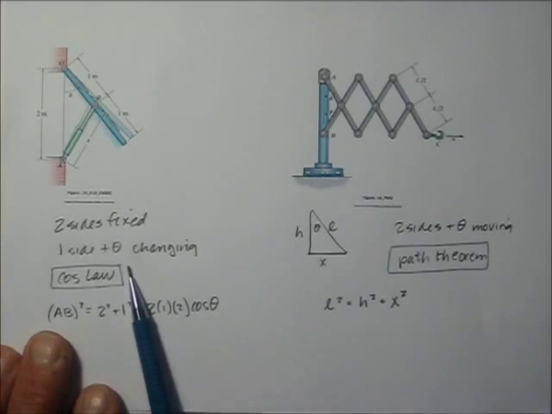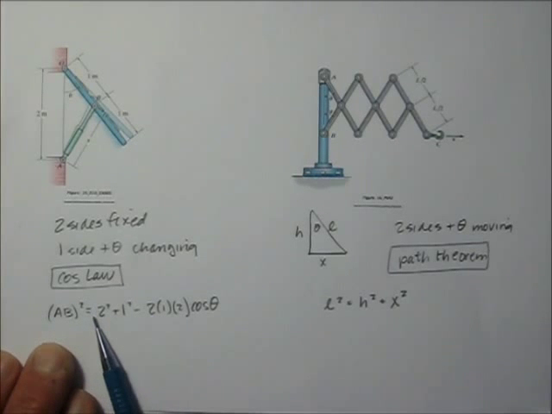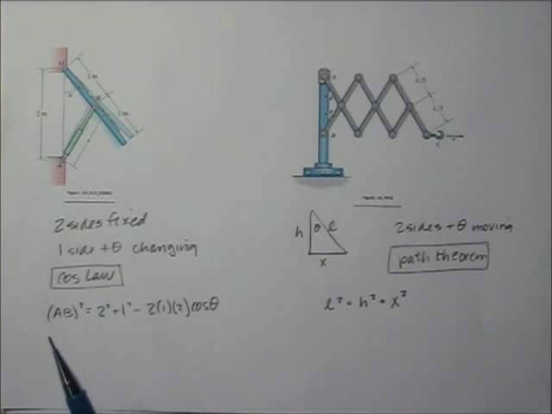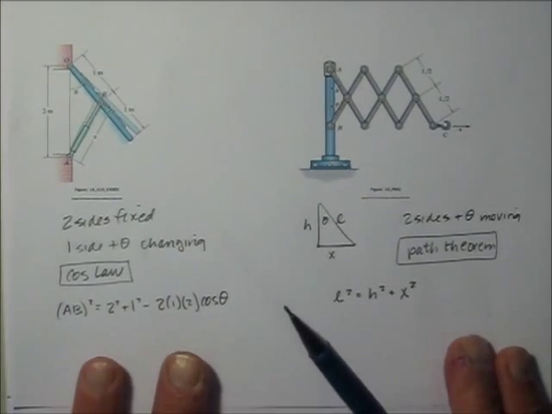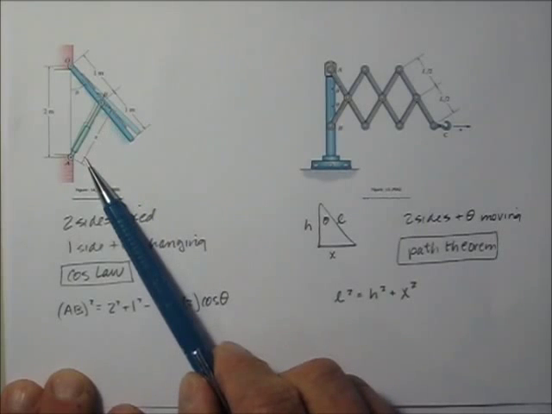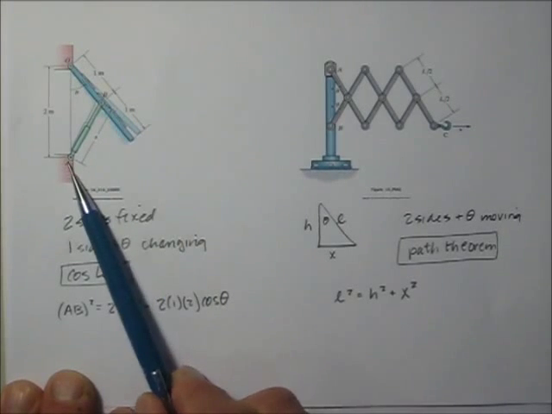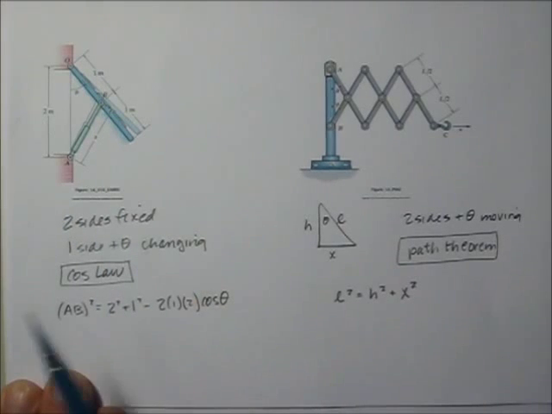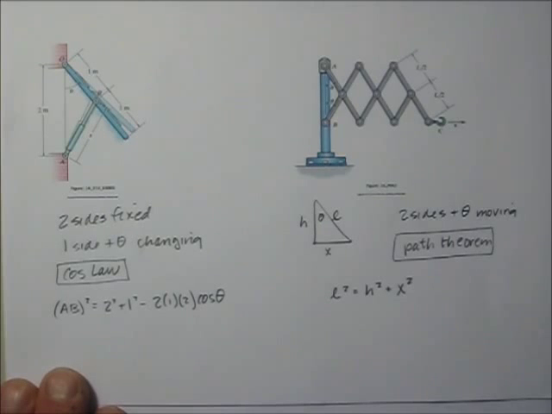So what we'll have to do is set this up with a cosine law, similar to what we did over here with the cam before. But we can say that this side AB squared is equal to 2 squared plus 1 squared, and then we can relate that to that angle right there using the cosine law.